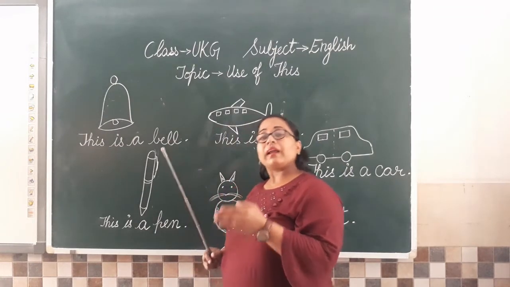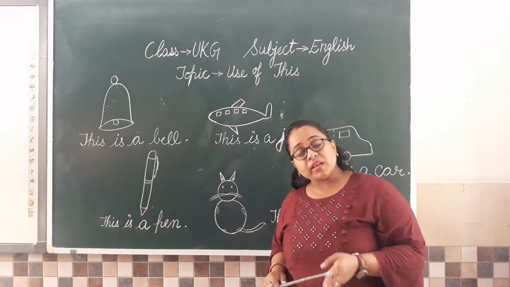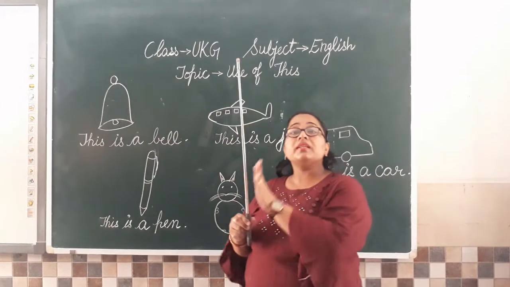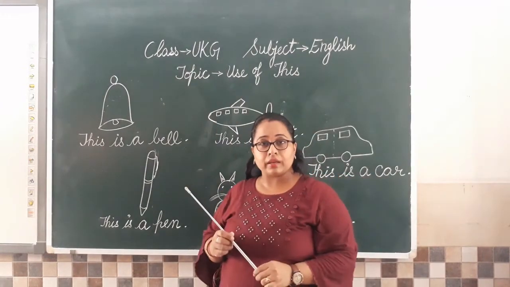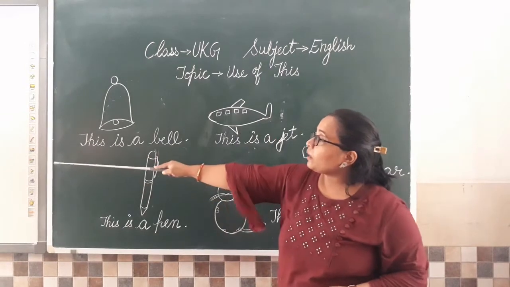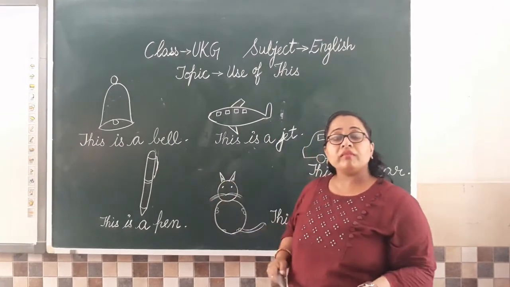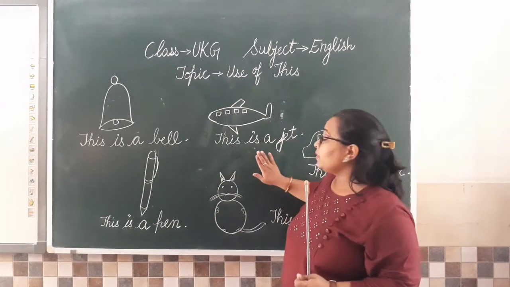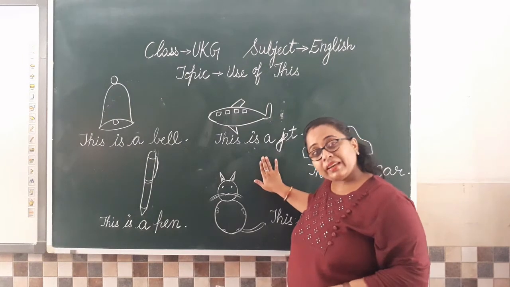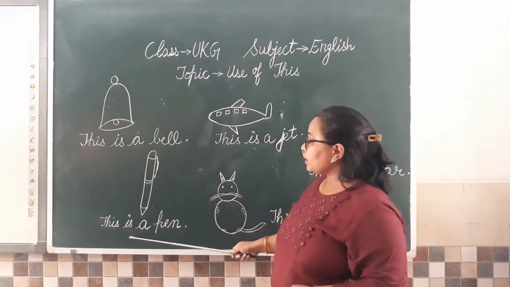So the objects that are near to us, see repeatedly I am saying बच्चा, जो objects हमारे near हैं, we use this for them. This is a pointer. ये मैम के पास है. So this is a pointer. अब can you see that is a smart board. Smart board दूर हो गया. So for what we are using that. But this is a blackboard. Blackboard मैम के near हो गया. Clear? Then we have pen. This is a pen.